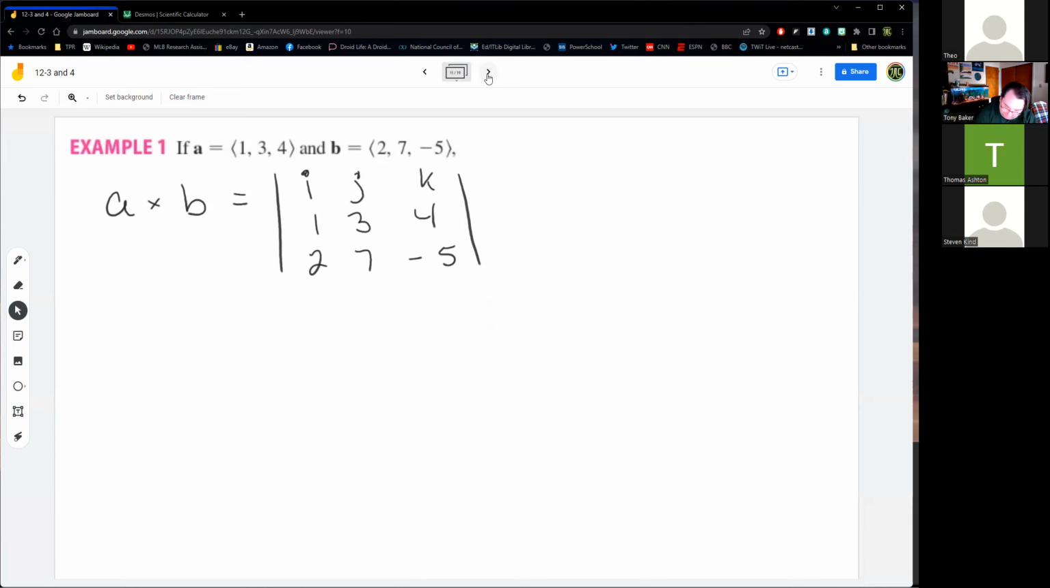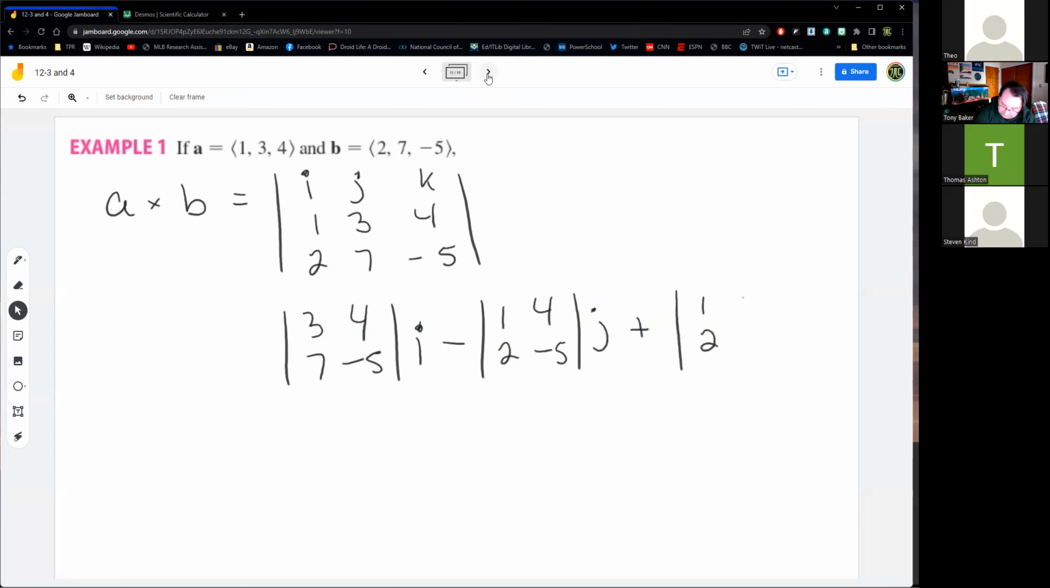I wrote the first part and that wasn't right. When you're writing whatever letter it is, you eliminate that row. That's how you write this. So -5. That's I minus 1, 2, 4. Okay. And then plus 1, 2, 3, 7. So it's I minus J plus K.